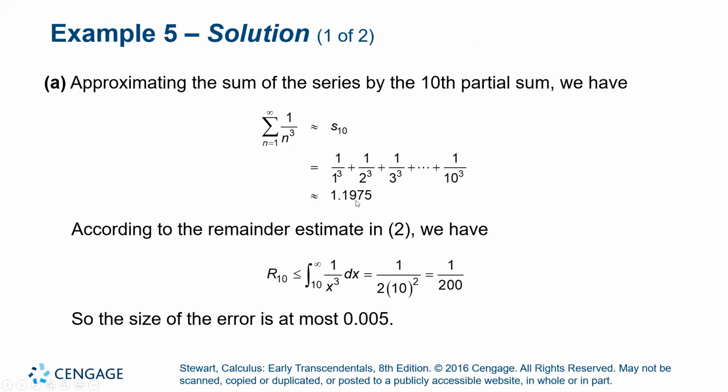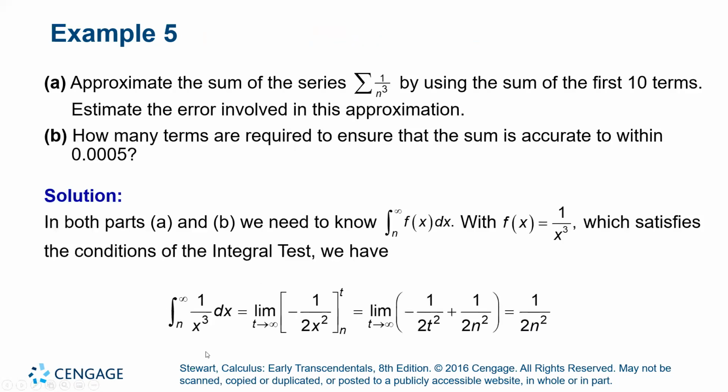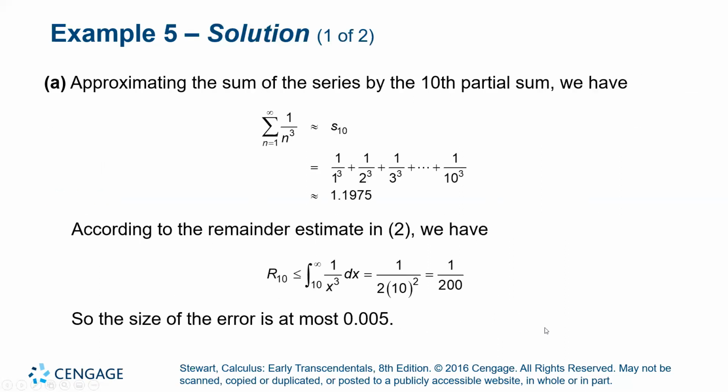Okay, so to go back to our remainder estimate, we know that R10 should be less than or equal to the integral from 10 to infinity of 1 over x cubed. Well, we just found on the previous slide that an integral from n to infinity is 1 over 2n squared. So in 1 over 2n squared we'll replace n with 10. So 1 over 2 times 10 squared ends up being 1 over 200, which means if you use the 10th partial sum to estimate this series, your remainder at most will be smaller than 0.005.